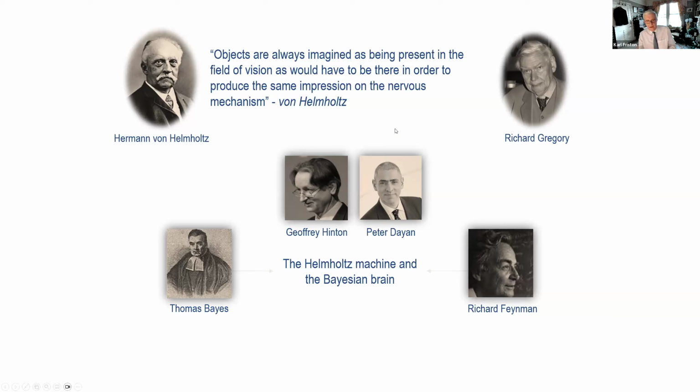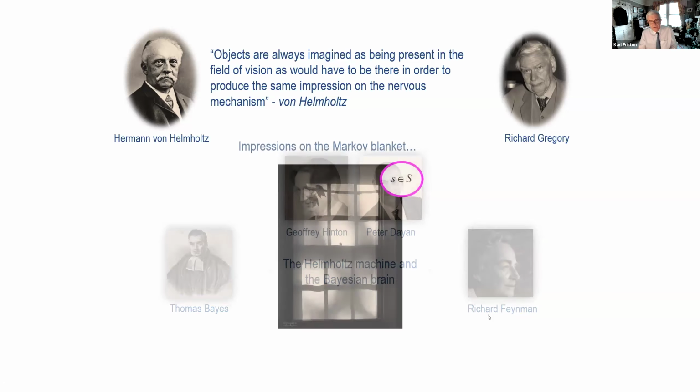I'm just picking out here an influential application of these ideas by people like Geoffrey Hinton and Peter Dayan. Indeed, they built a Helmholtz machine as a metaphor for the Bayesian brain, borrowing from Bayesian probability theory, and in particular, the work of Richard Feynman in finessing the mathematical problem of doing this kind of Bayesian inference.